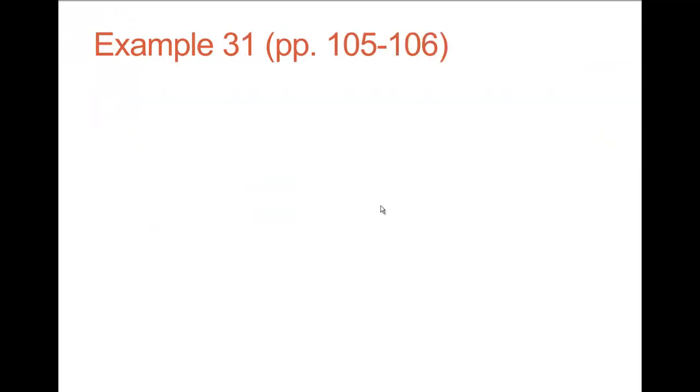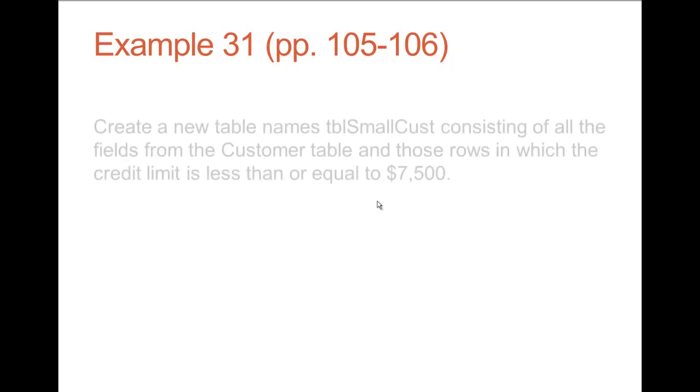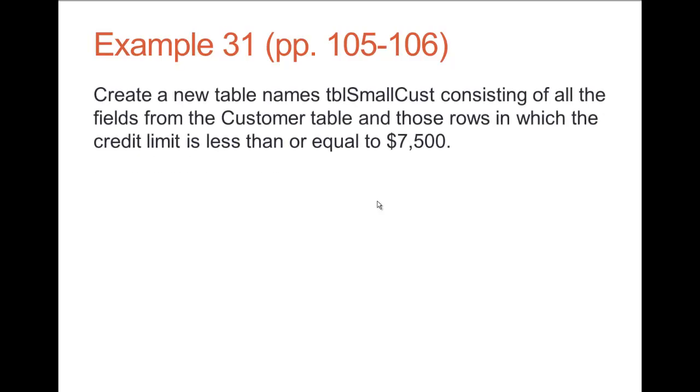And then finally, example 31, which is on pages 105 to 106, kind of brings it full circle because we started off having to discuss how to create tables, way up in example 1. We created a table, and now we are here in example 31, creating a table. The difference here is that we're going to create a table based on the output we get from another table, or another query.